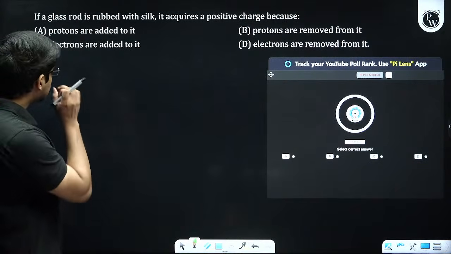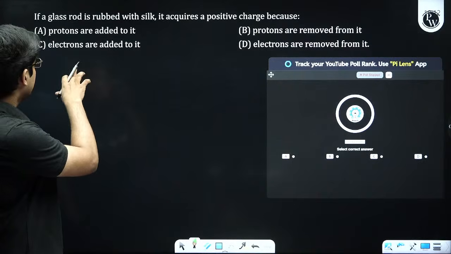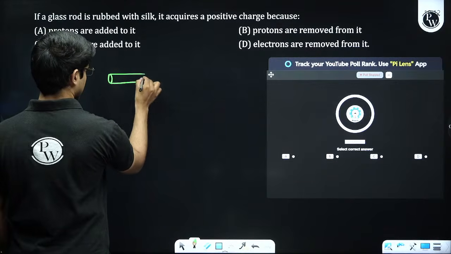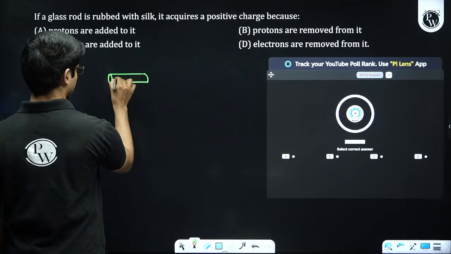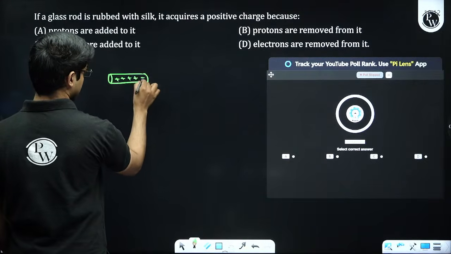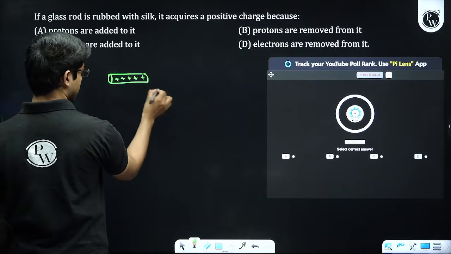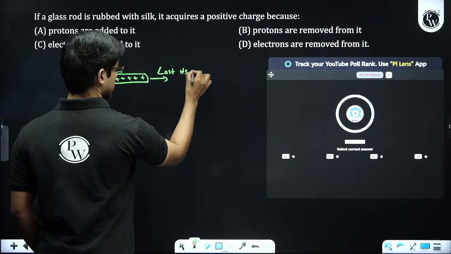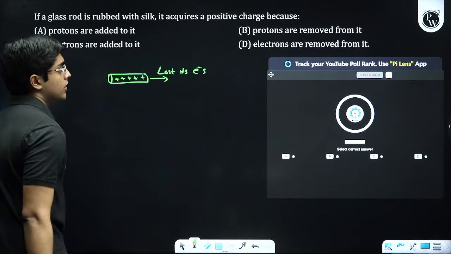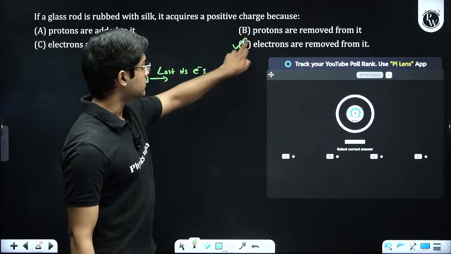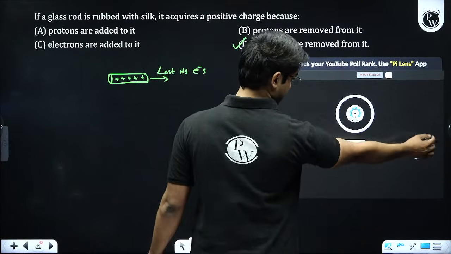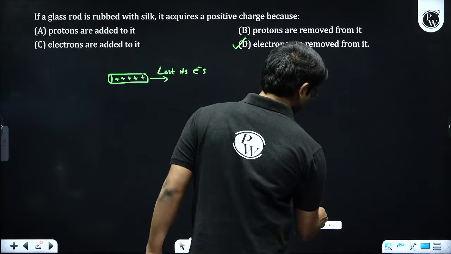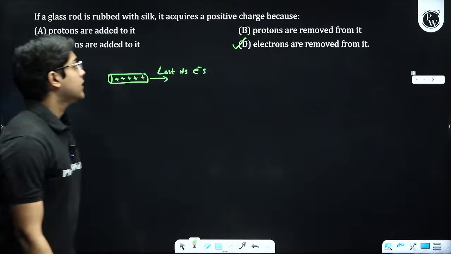Okay, so the answer is: the glass rod acquires a positive charge, as discussed. The mechanism was that the one which attains positive charge has lost electrons. So the glass rod lost its electrons, and that's why it became positively charged. So electrons are removed from it is the right answer, option D. I don't think you guys have access to it, but I hope it is clear.